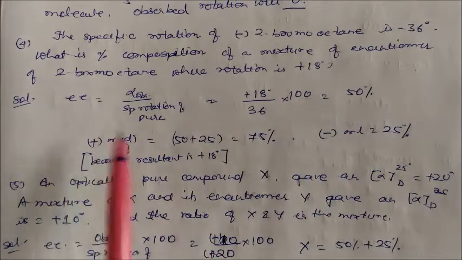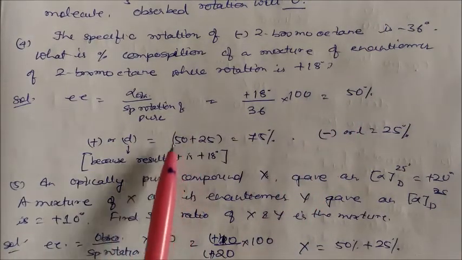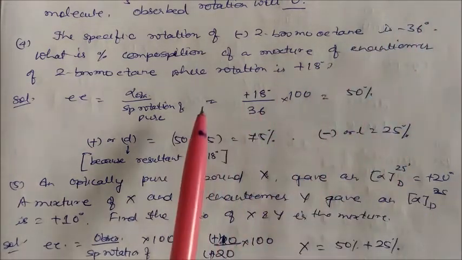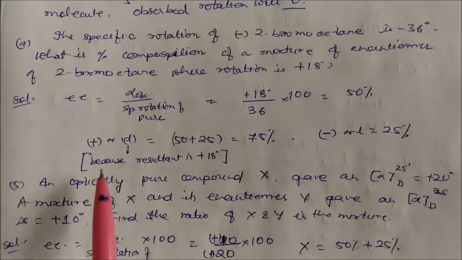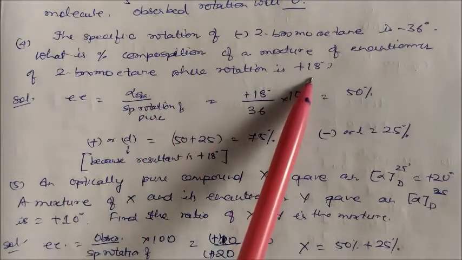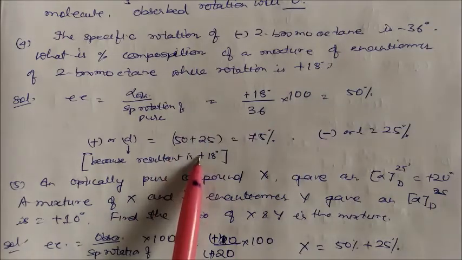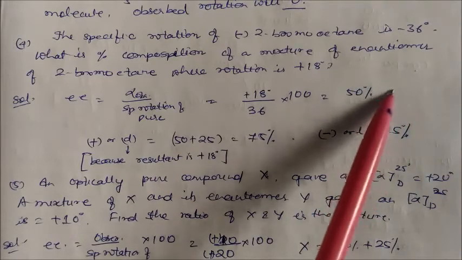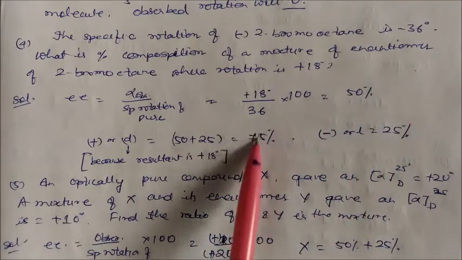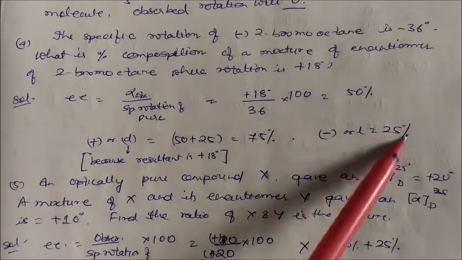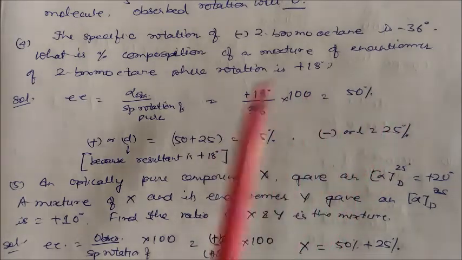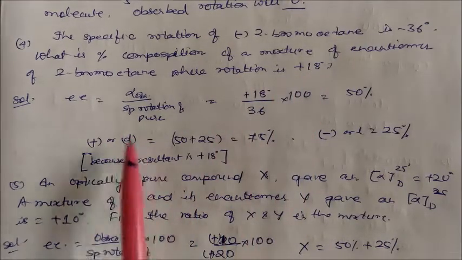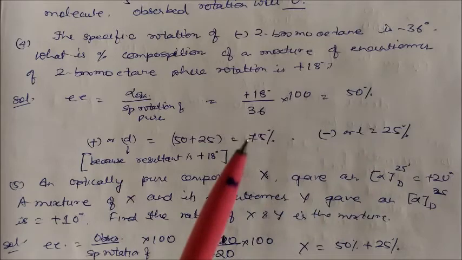So definitely your plus or D mixture will be how much? 50 plus 25, it will be 75%. The overall rotation is plus 18, so the impure mixture is 18. The 50 excess plus 25 of the racemic mixture remaining, so 50 plus 25 is 75%. Or the levo mixture will be how much? It is 25%, because the resultant mixture is plus 18. So definitely our dextro mixture is more than the levo mixture.